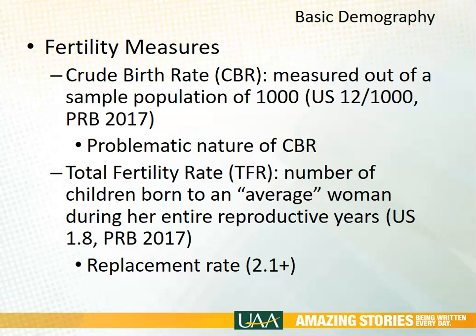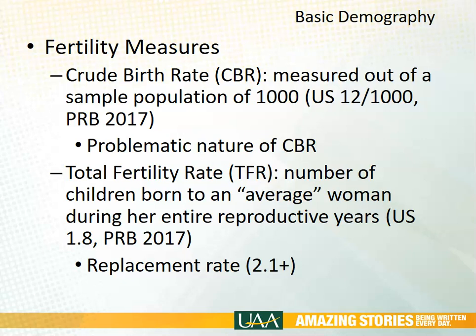It's particularly impacted when a population is quite young or quite old, and there aren't a lot of women in the childbearing years. Because of that, demographers prefer to use something called the total fertility rate, which is a number that expresses the number of children that are born to an average woman during her entire reproductive years in any particular place. For example, in 2017, the total fertility rate in the United States was 1.8, which means that a woman had, on average, 1.8 children over the course of her lifetime.